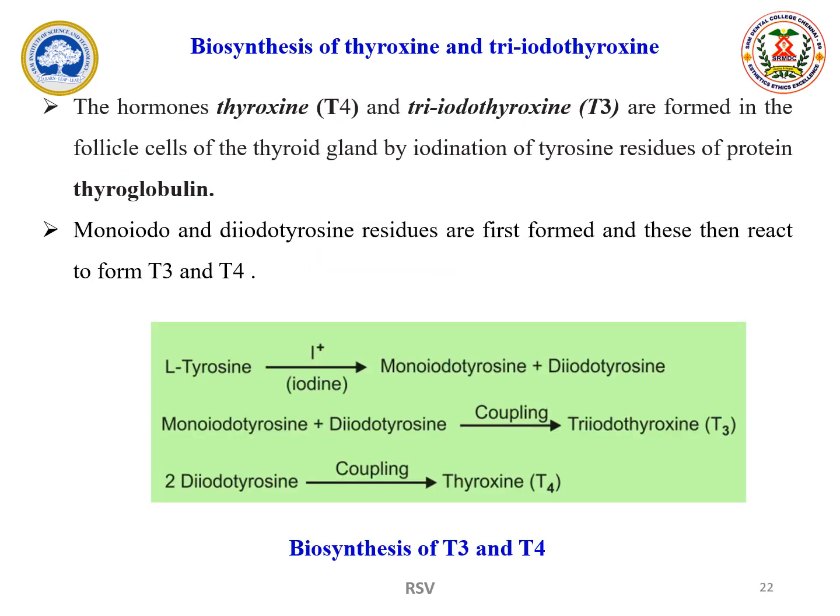Biosynthesis of thyroxine and triiodothyronine. The hormones thyroxine and triiodothyronine are formed in the follicle cells of the thyroid gland by iodination of tyrosine residues of the protein thyroglobulin. Monoiodo and diiodotyrosine residues are first formed and then react to form T3 and T4.